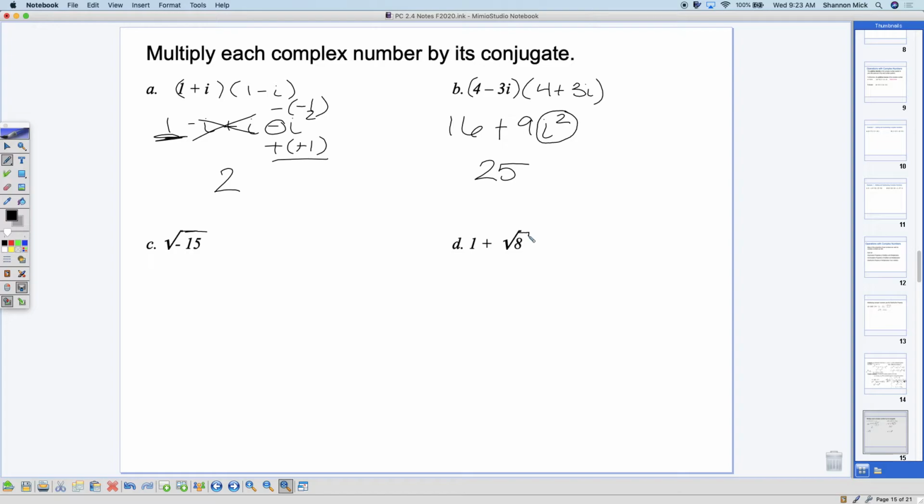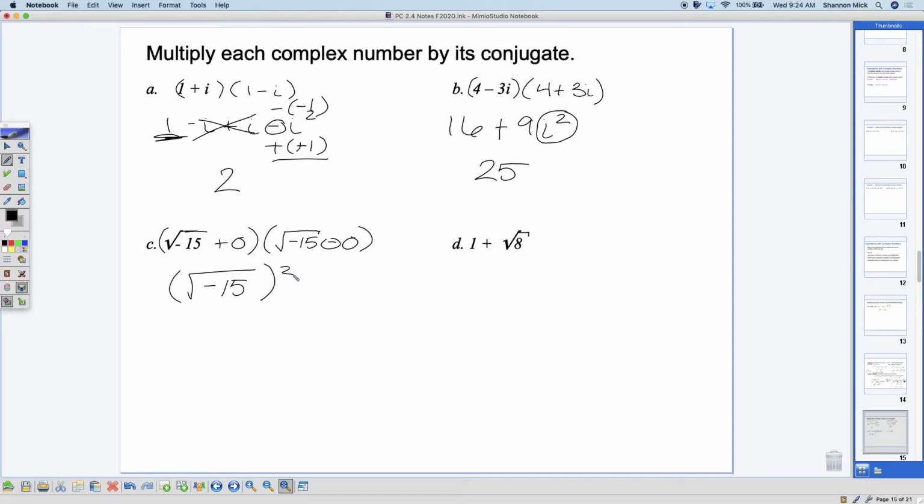So we can do it just so you can see it, but I'm not going to do it again if I don't have to. So what's its conjugate? Negative square root of 15 minus 0i. Yep. So you only change the middle sign. That's it. So the 0 is not going to do anything, right? So I have the square root of negative 15 squared.